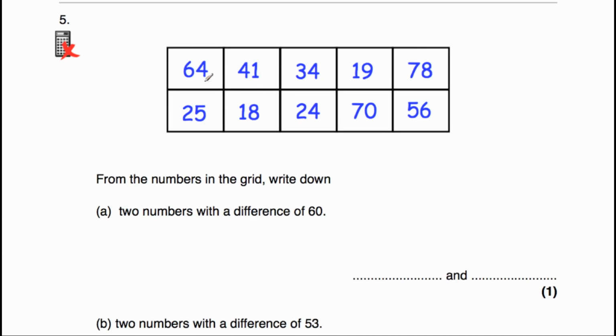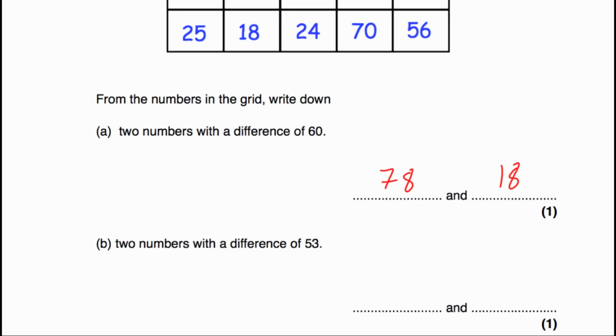Okay, question number 5. Question number 5 says we've got this grid and we've got these numbers 64, 41, 34, 19, 78, 25, 18, 24, 70 and 56. And from the numbers in the grid, write down two numbers with a difference of 60. So we're looking for two numbers that whenever we take them away, it's equal to 60. Now, what I'm actually going to do is pick a number and add 60, and then hopefully I'll get the bigger number. So let's start off by looking at our numbers. Let's choose the smallest number, that's 18. If we add 60, that's equal to 78. Well, there's 78, so there's our numbers, 78 and 18. Because 78 take away 18 is equal to 60. They've got a difference of 60.